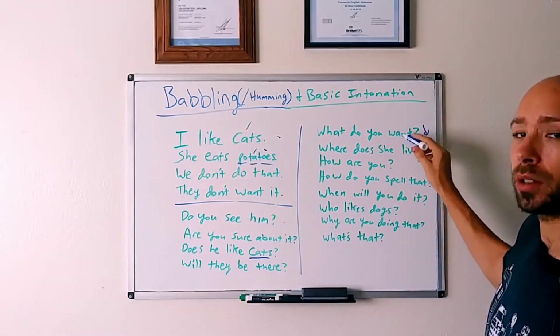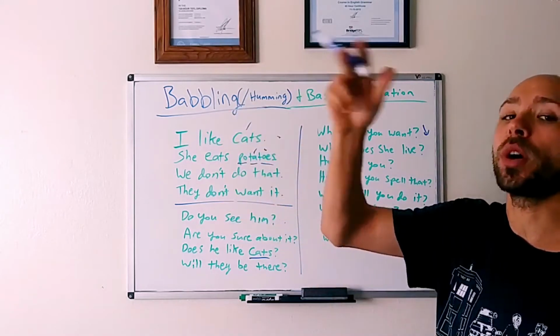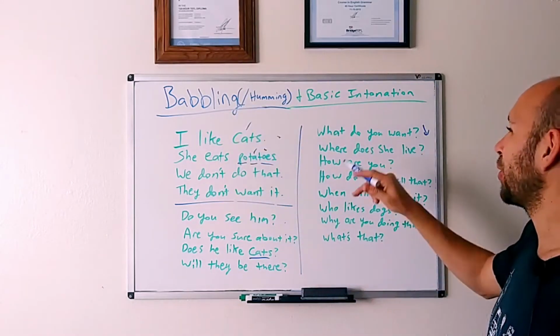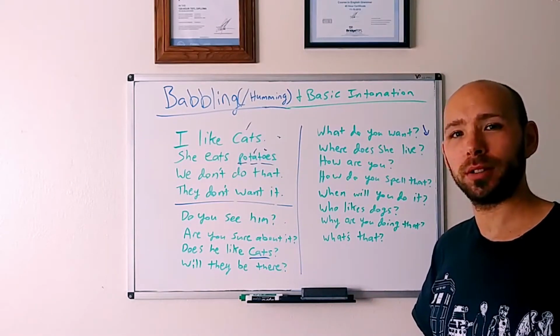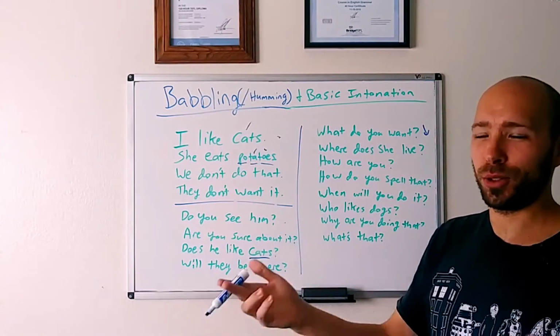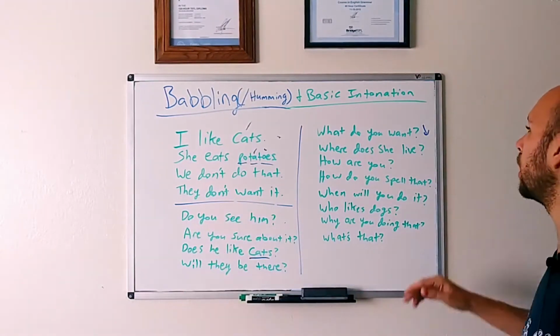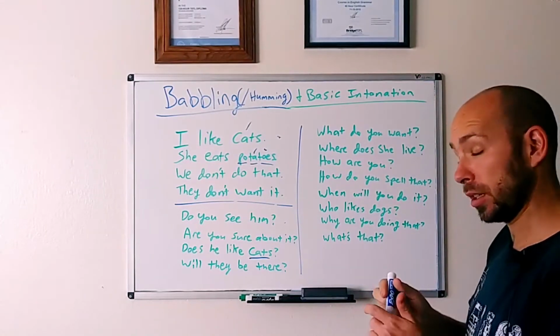If you use the question tone with a WH question, it sounds like you're questioning the question, right? So if I say, what do you want? And you say, what do I want? What do I want? Sounds like, how could you ask? You should know what I want. Okay, so a little bit different there. But we want to go down at the end, so pay attention to that.